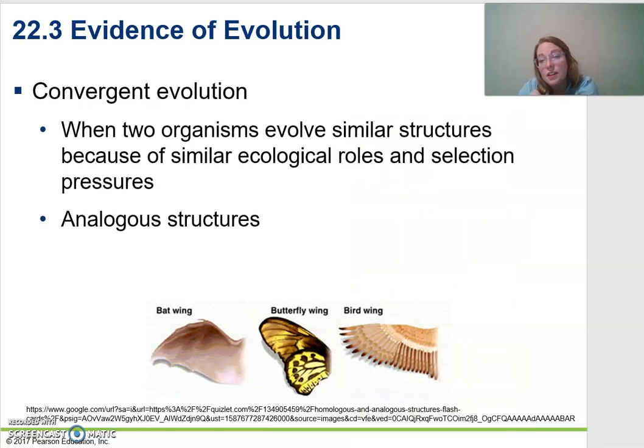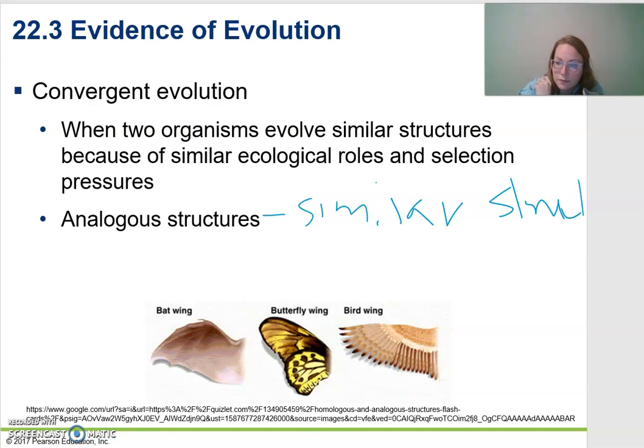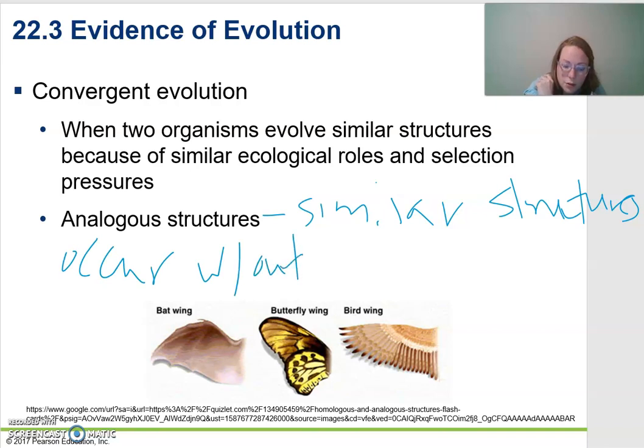Convergent evolution, on the other hand, is where we have similar structures, but they're not related evolutionarily. So those are analogous structures. They formed similarly to solve similar problems, but they're not related evolutionarily. Similar structures occur without shared ancestry.